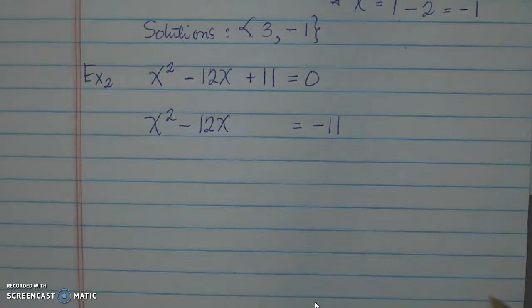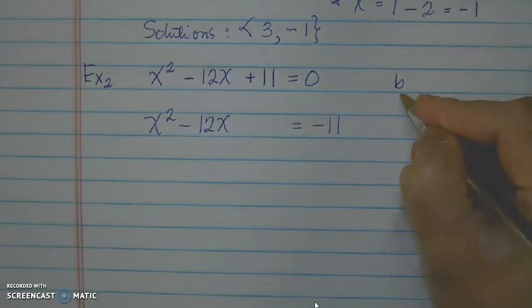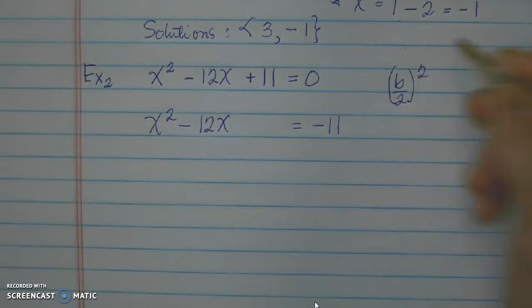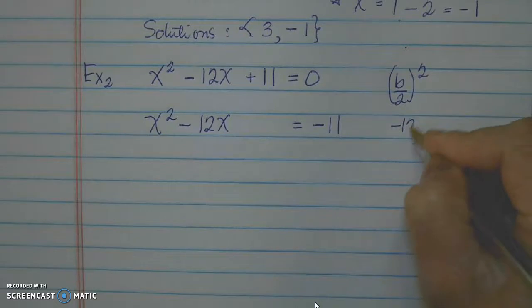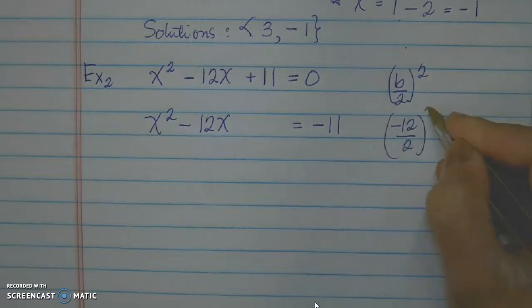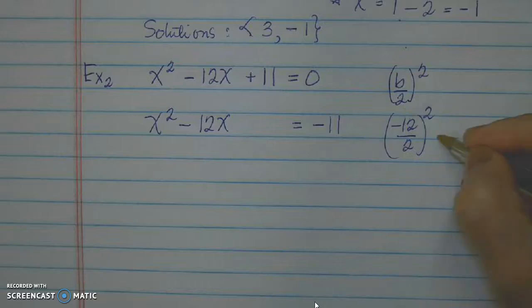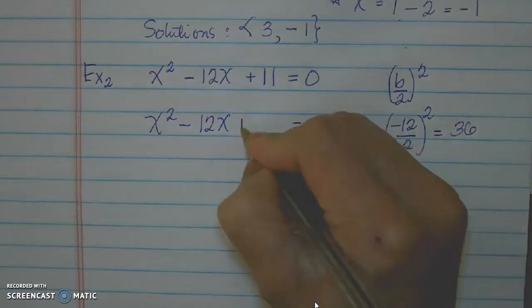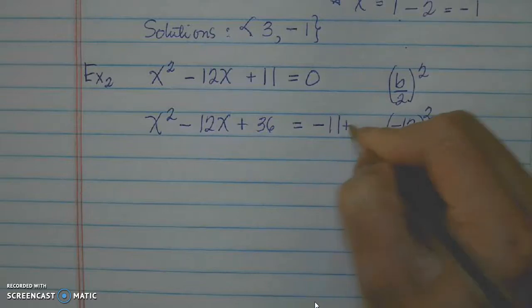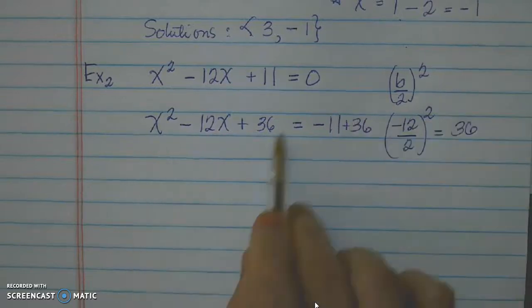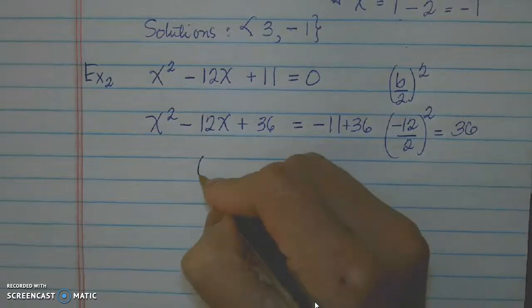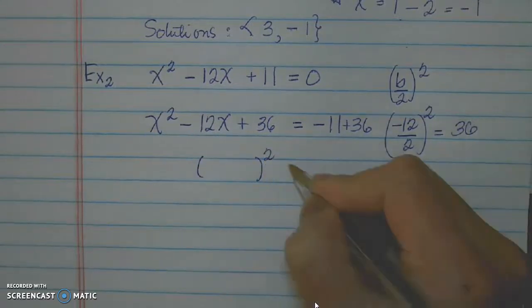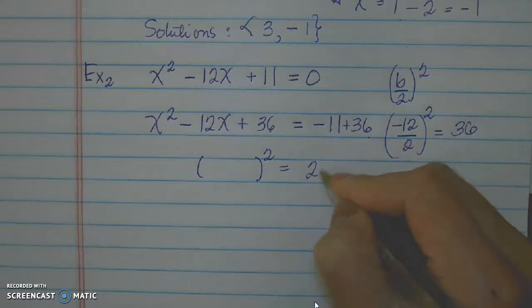And our third step, identify your b, divide it by 2, and square it. Our b is negative 12. Divide that by 2, square it. This inside is a negative 6. Negative 6, close parentheses, squared is a positive 36. We are going to use this number to add to both sides. And this now is a perfect square. So we proceed to putting it in parentheses and squaring. And then this is positive 25.